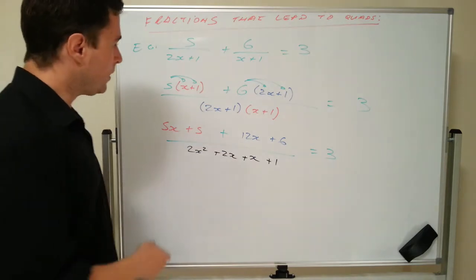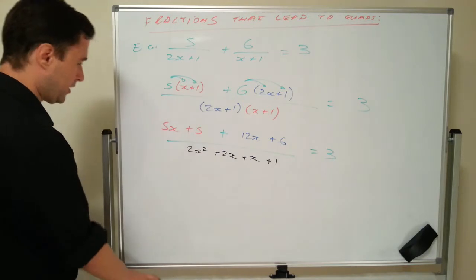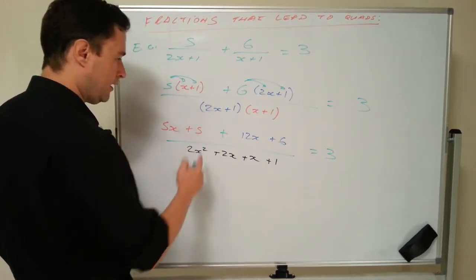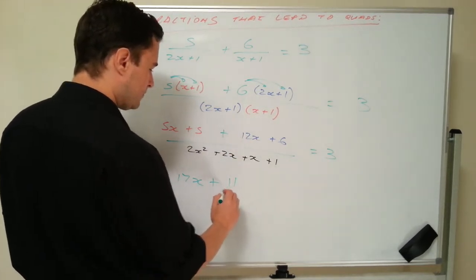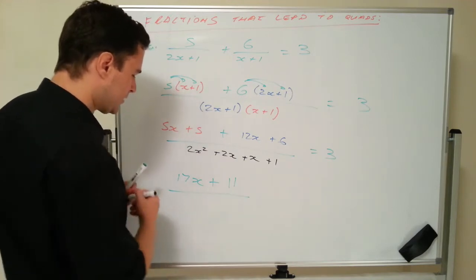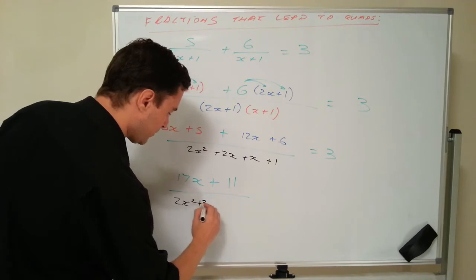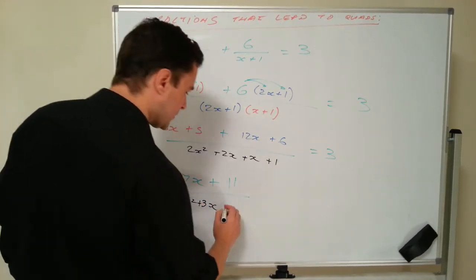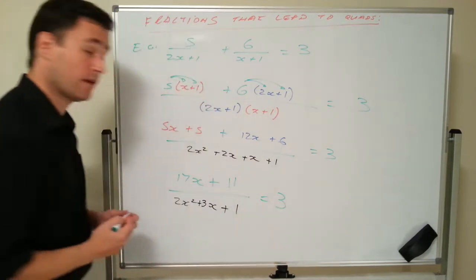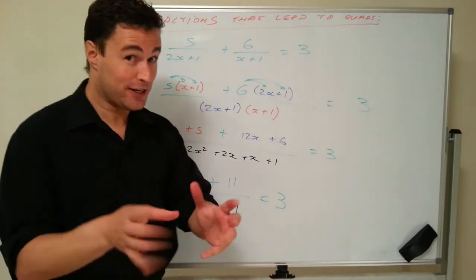Everyone with me? So all that I've done is multiply everything out. Now I'm going to tidy things up and add together things that can go together. So 5x plus 12x is 17x. 5 plus 6 is plus 11. All over, at the bottom here, 2x squared, 2x plus x is 3x, plus 1. All of that equals 3. Phew, hectic. But we're not finished yet.